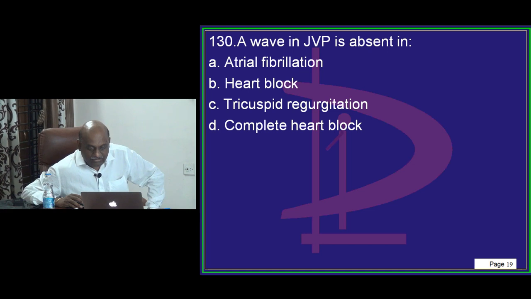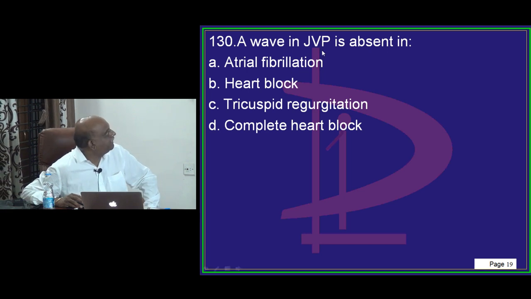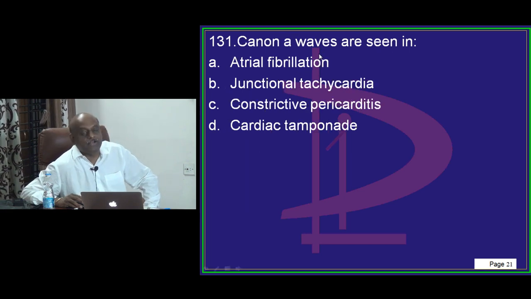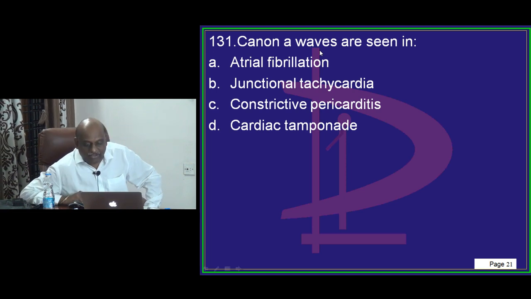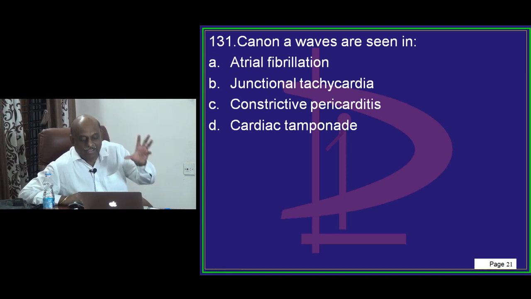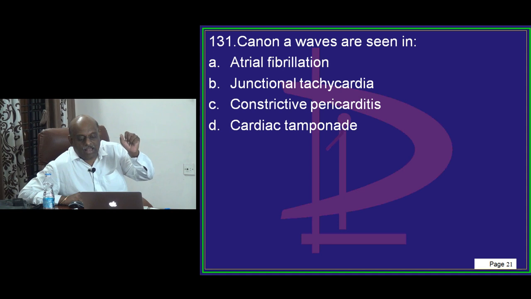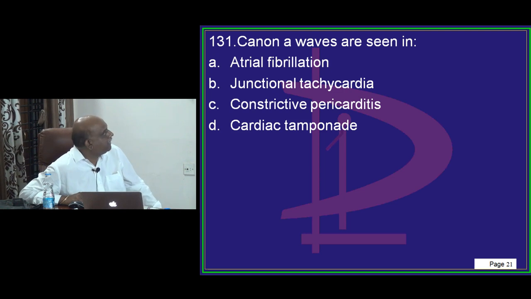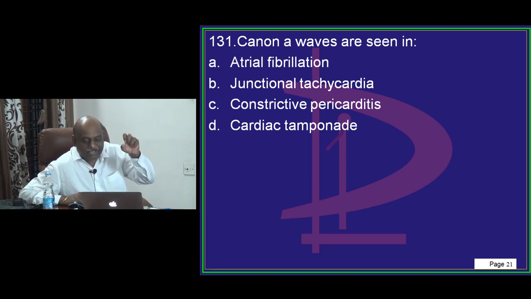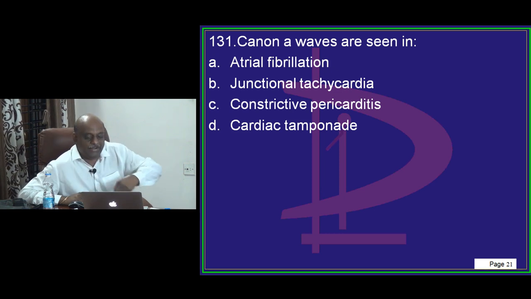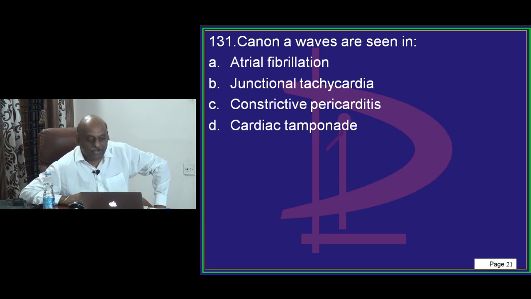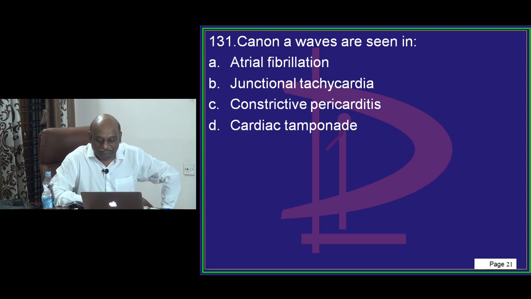Mithun, Ravi, everyone is saying atrial fibrillation, there is no A wave, because A wave is because of the atrial contraction during the last one third of the ventricular diastole, and that will be missing if the atria is fibrillating. Canon A waves, where do you see? When the atrium is contracting, the blood will go and hit the AV valve. Where do you see is an important question.